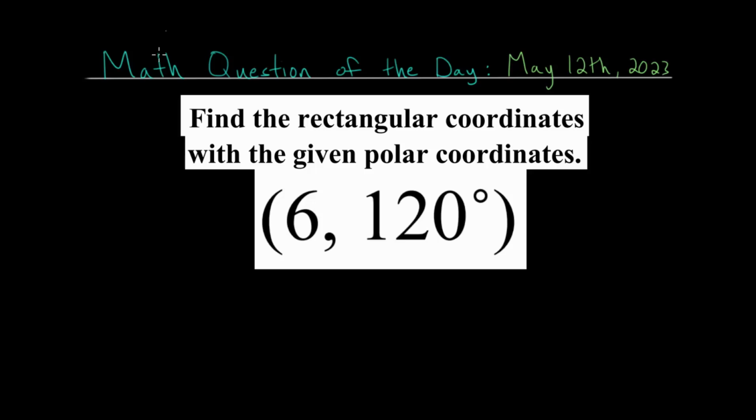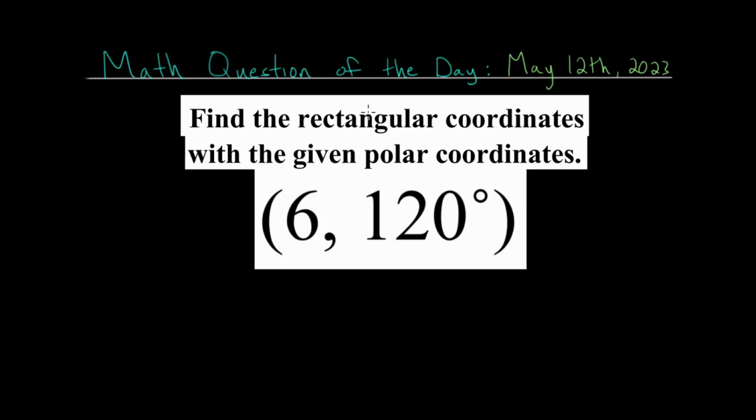In this video, I'd like to talk about the math question of the day for Friday, May 12th, 2023. With this problem, we need to find the rectangular coordinates with the given polar coordinates 6, 120 degrees.